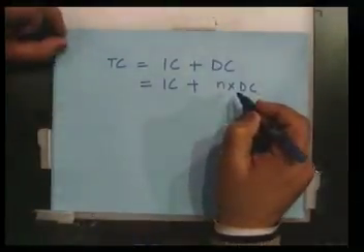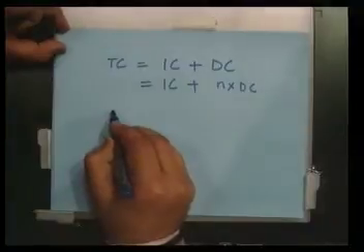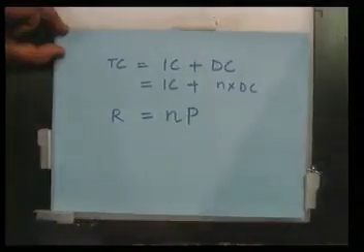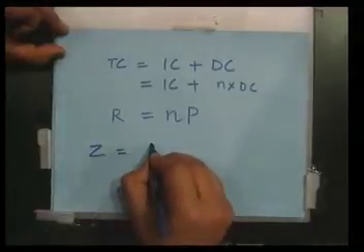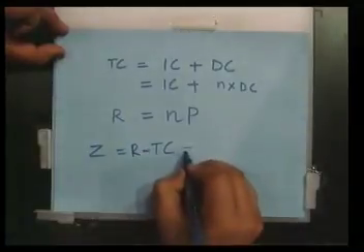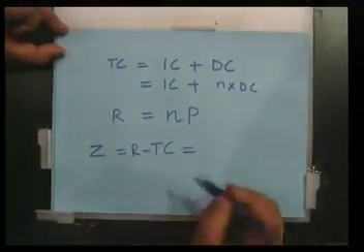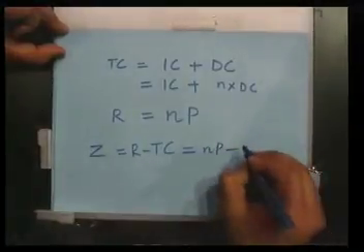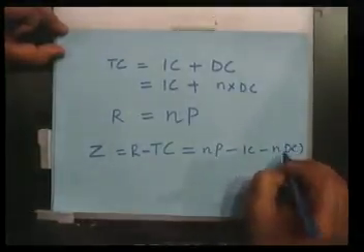Suppose the company is selling n units of product, so the total direct cost is as follows. Now, his revenue would be R equals n times P. The total profit I define as revenue minus total cost, which is nothing but n times P minus IC minus n times DC.